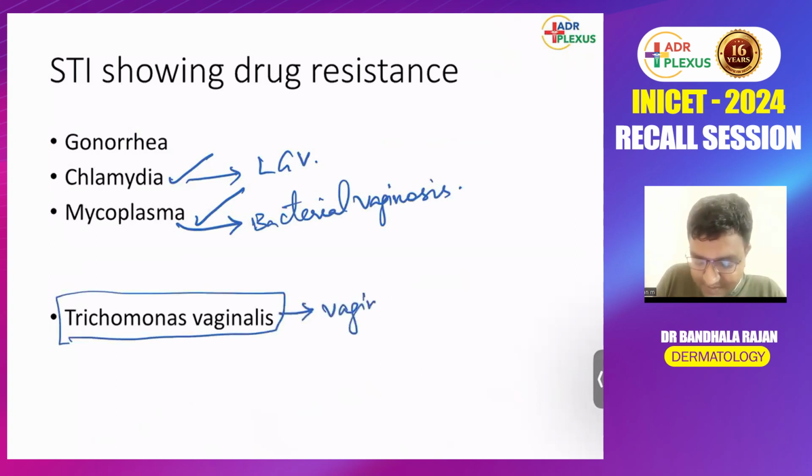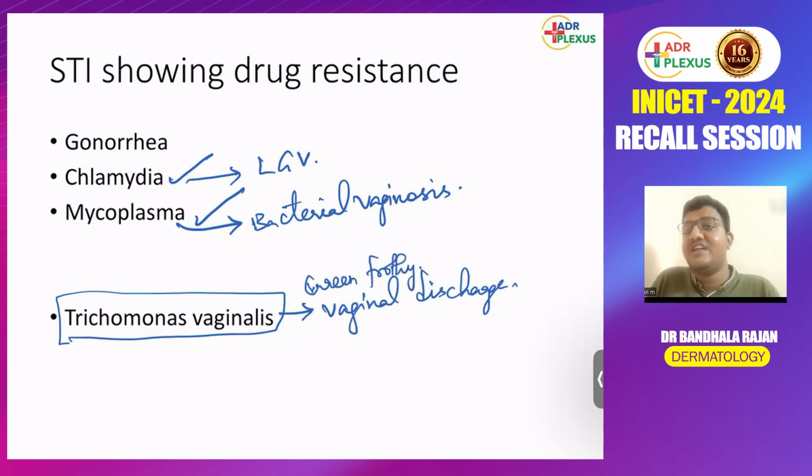Green, frothy vaginal discharge. So these are the other organisms which can cause drug resistance in STD: gonorrhea, chlamydia, mycoplasma and Trichomonas vaginalis. Neisseria gonorrhoeae.